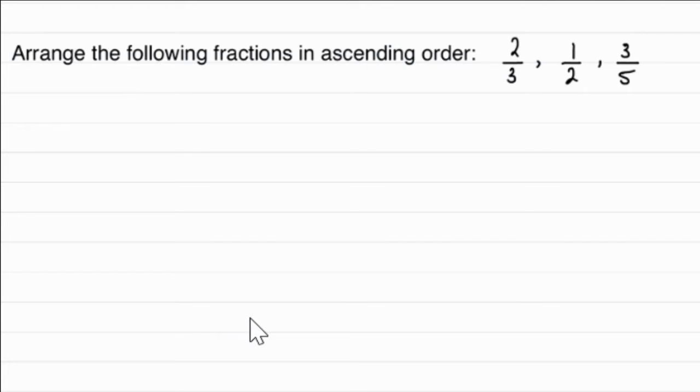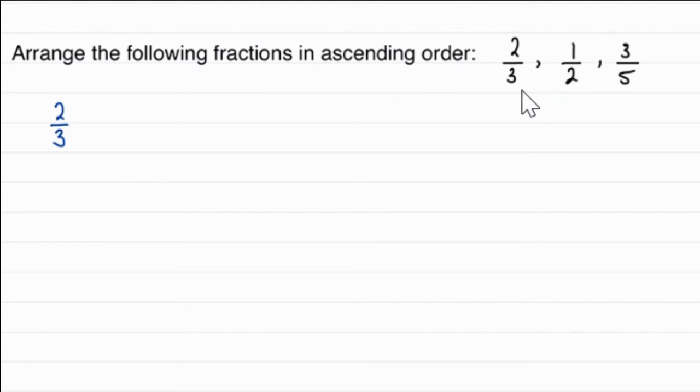Hello everyone. In this video we'll be following on from our previous video where we compared two fractions using equivalent fractions and common denominator. Now we're going to be doing the same except for three fractions. So I've got my three fractions here, 2/3, 1/2 and 3/5, and we're going to be writing them in ascending order. So remember, ascending order means we're going from the smallest to the biggest. So starting with my fraction of 2/3.